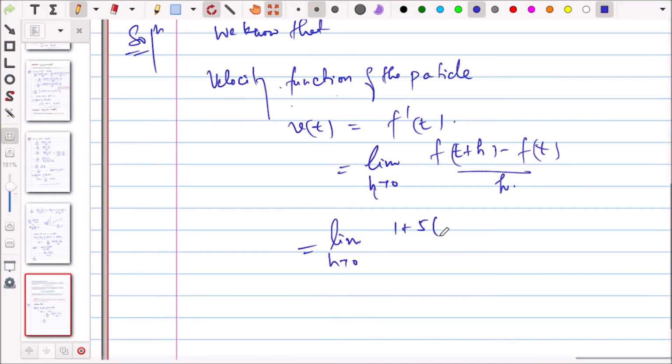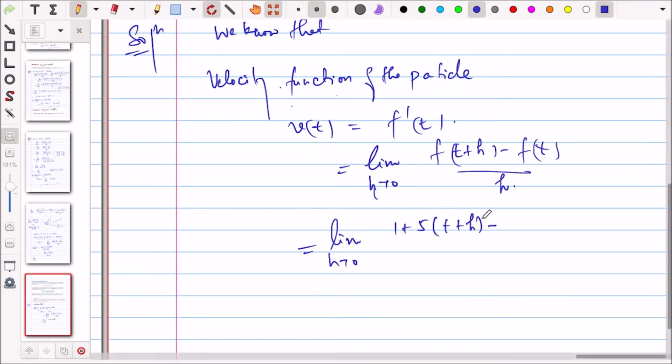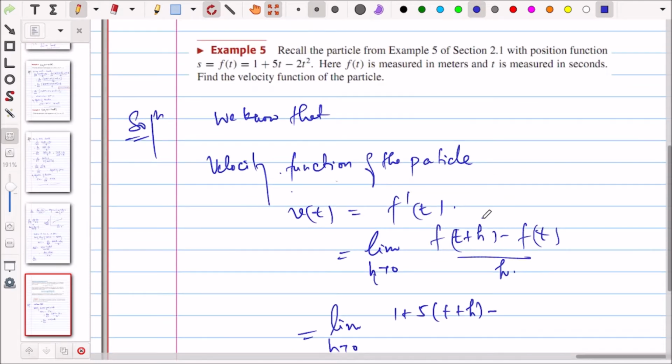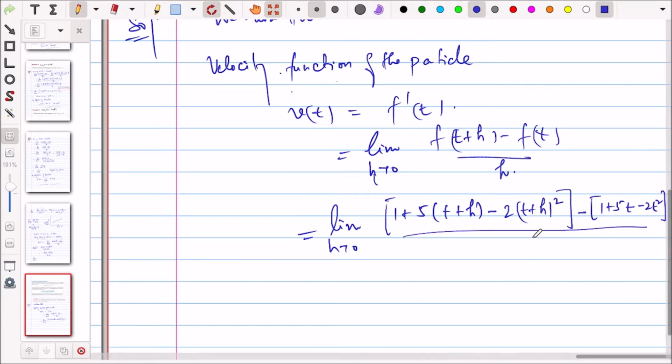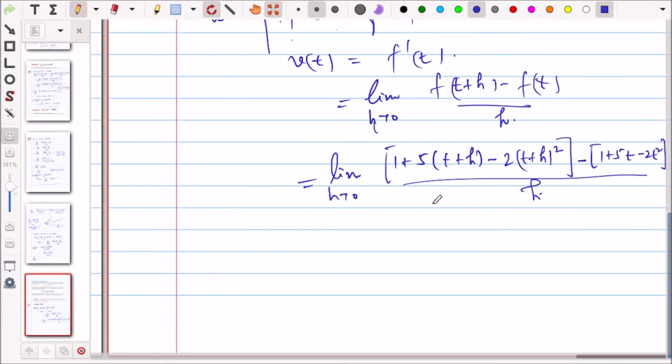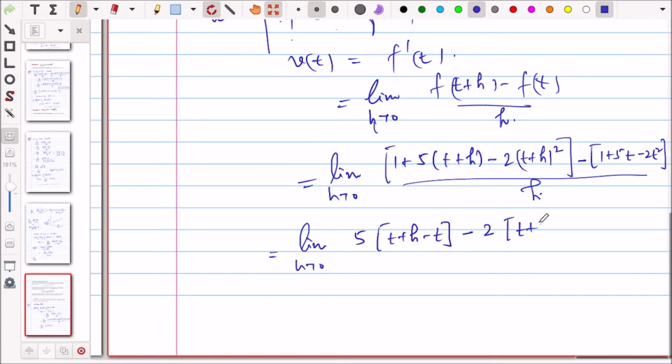So 1 plus 5t plus h minus 2t plus h square minus 1 plus 5t minus 2t square by h. So आप क्या करोगे, सेम ऑर्डर वाले टर्म्स को एक साथ ले लोगे. So 1 and 1 will get cancelled, or 5t plus h minus t minus 2t plus h square minus t square.